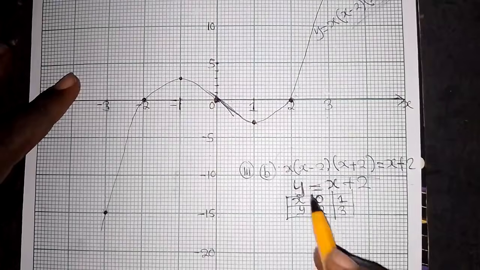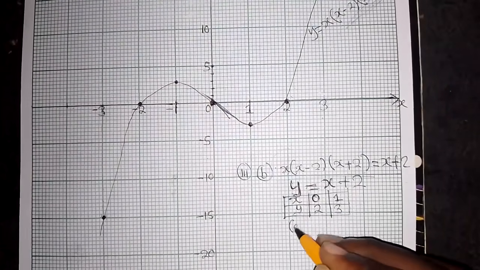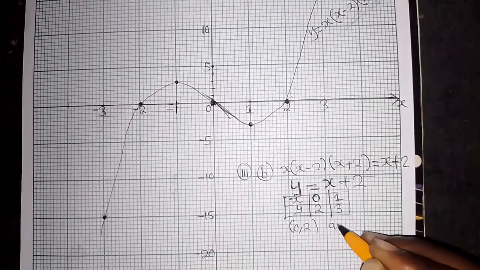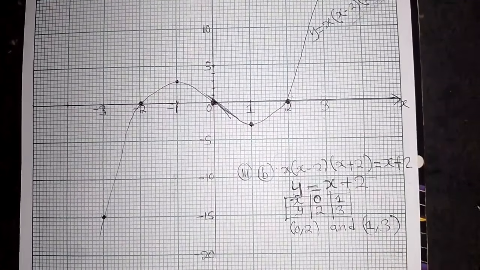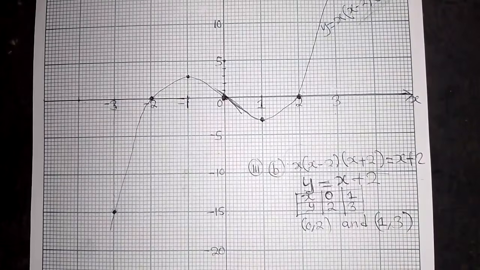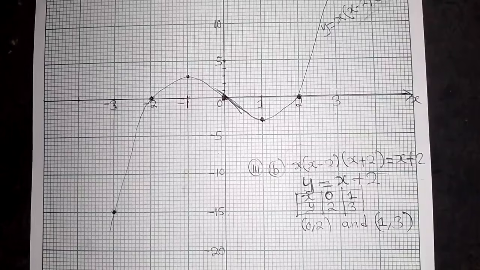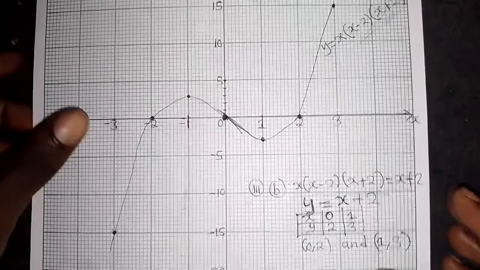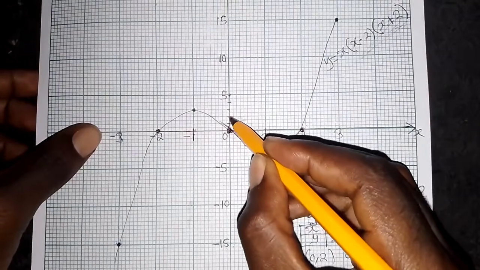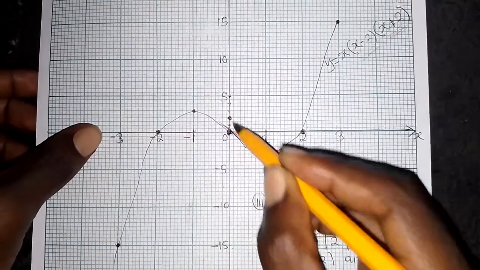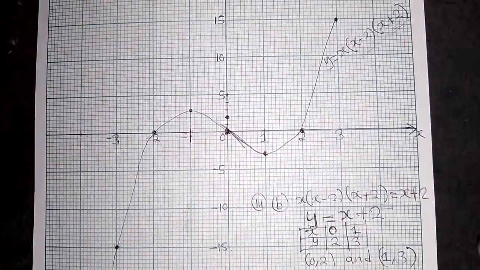These are the coordinates I'm going to plot: 0, 2 and 1, 3. So how am I supposed to plot these coordinates? 0, 2: 0 on the x-axis, then 2.